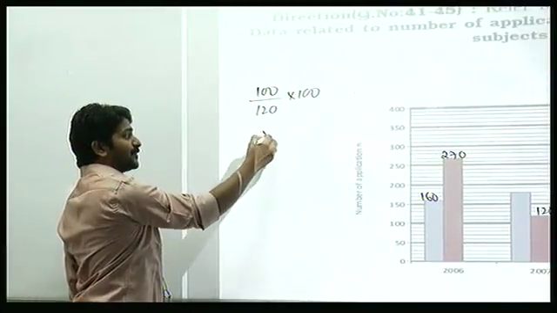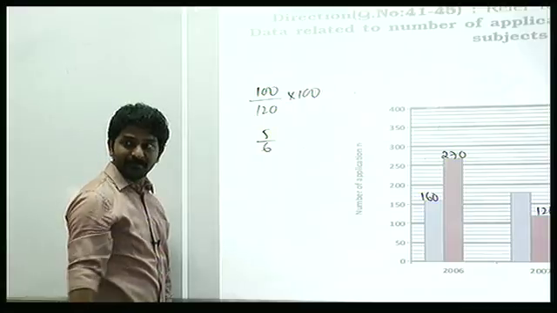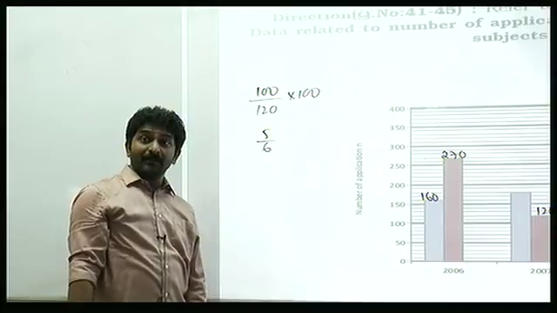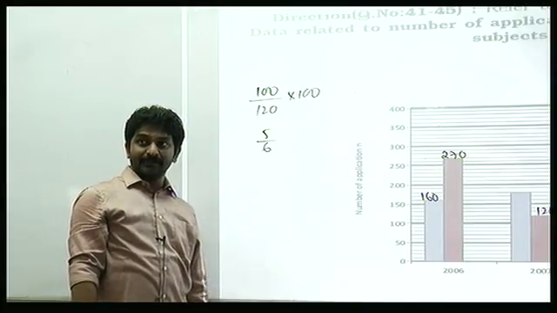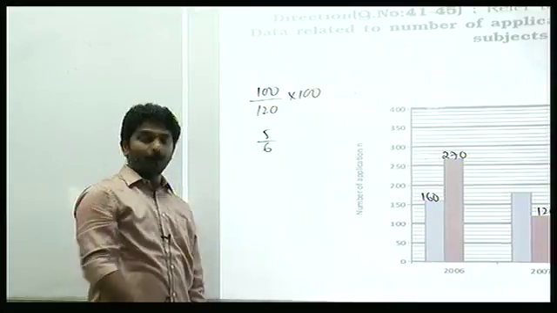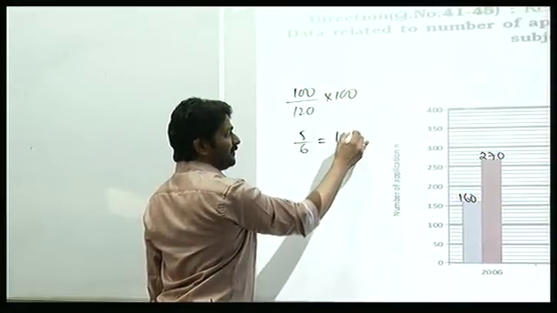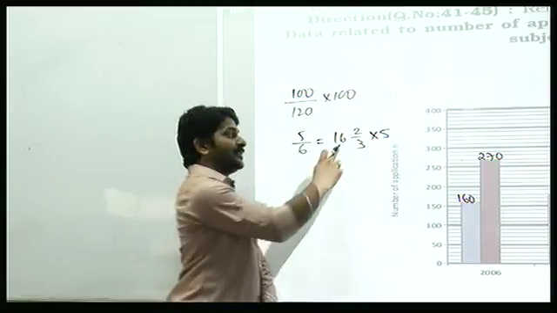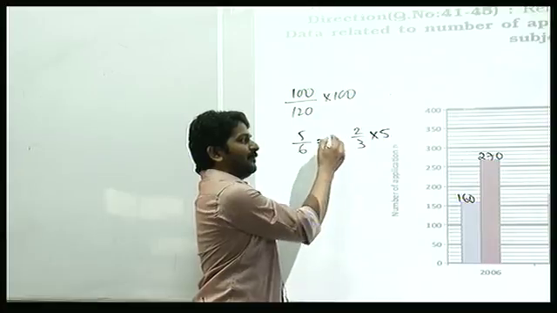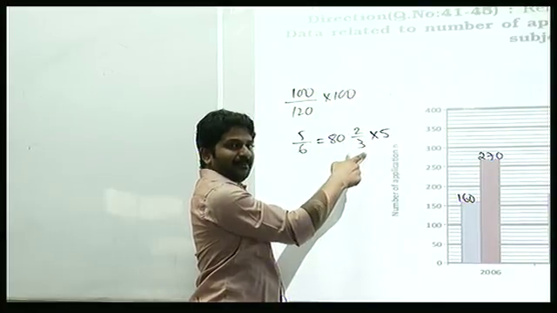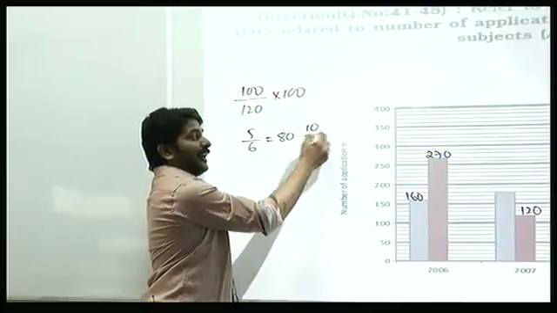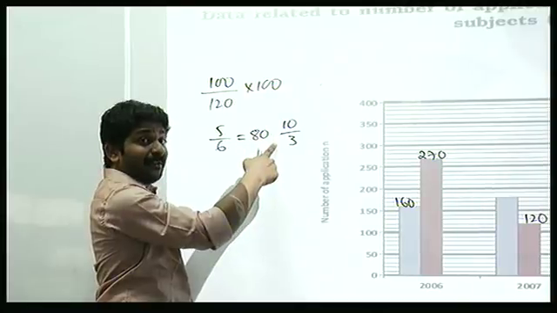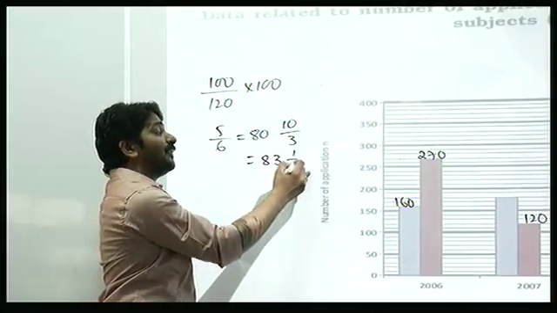5 times, 6 times. So this is 5 by 6 in fractional form? Yes or no? What do you mean by 1 by 6? Tell me in terms of mixed fraction. 16 2 by 3. 1 by 6 is 16 2 by 3. But here you have 5 by 6, so you have to multiply it with 5. 16 5 times is 80, 10 by 3. Yes or no? 10 by 3 in the sense 3 1 by 3. So total value becomes 83 1 by 3%.